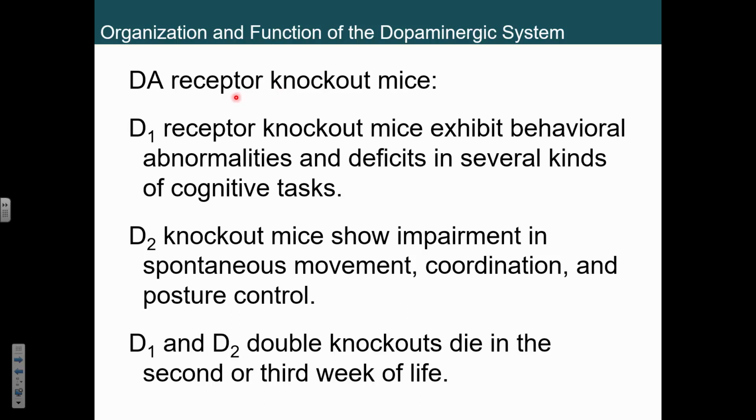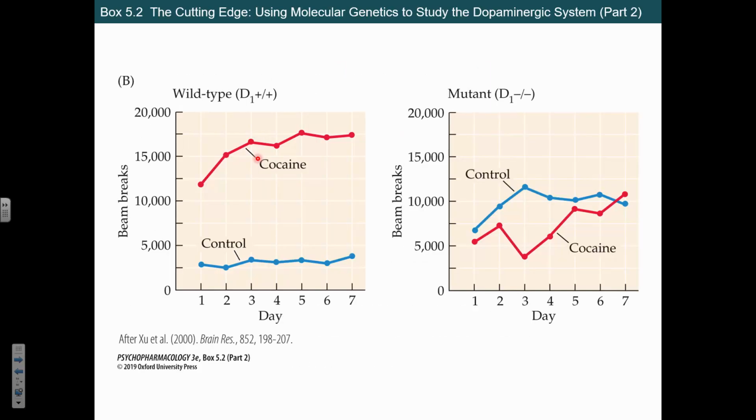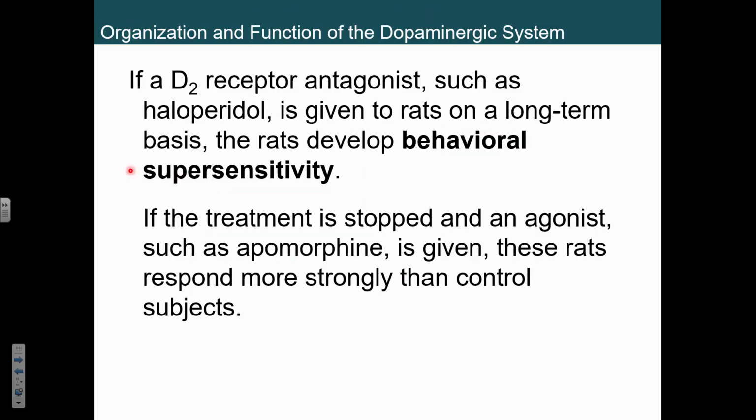Knockout mice. Here's an uplifting story. If you don't have D1 or D2 receptors, these mice die in about the second or third week of life, so they don't live very long. Again, they're used to study psychoactive drugs. That's why we do this. Just showing you differences. I'm not going to get you too heavily on this.